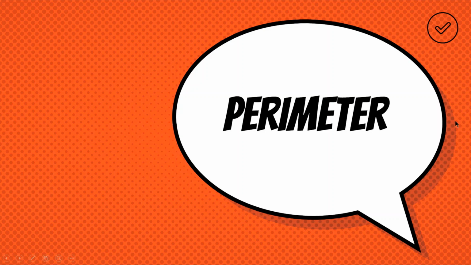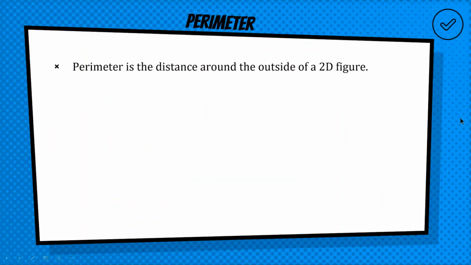All right, so perimeter in mathematics is our fancy word for the outside of a shape. So if I'm asking you to find the perimeter, I'm asking you to sum together, or plus together, all of the sides of a 2D shape.